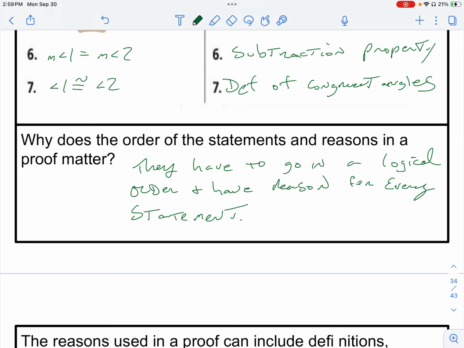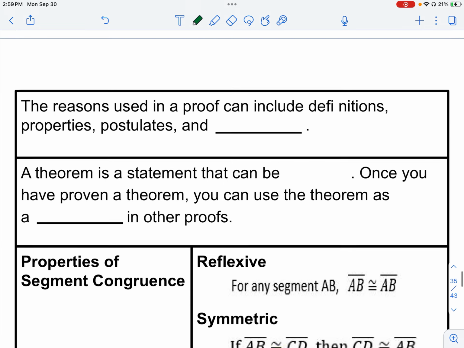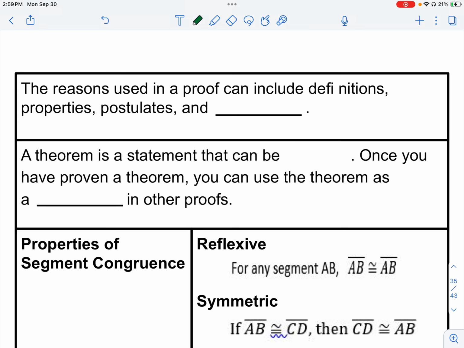But we have lots of rules, postulates, and definitions we can use. We also have one more thing. We have theorems. And a theorem is a statement that can be proven. And once we've proven a theorem, we can use it as a reason in other proofs. So theorems are our friends. We prove them once, and then we get to skip all of those steps that we use to prove the theorem as part of other proofs.